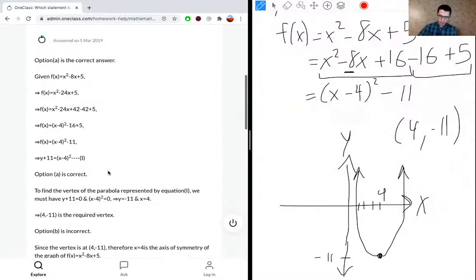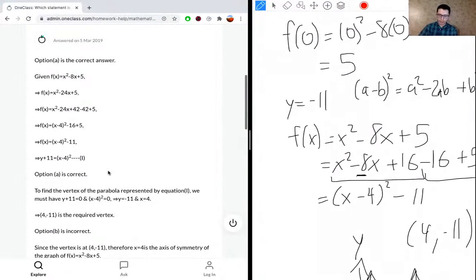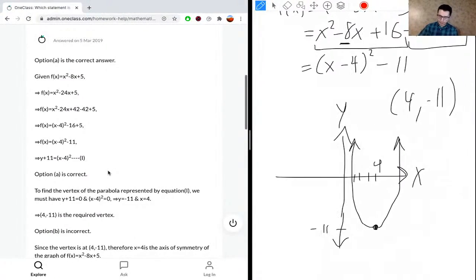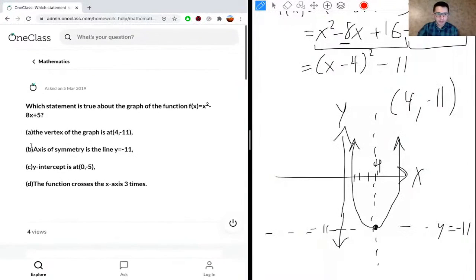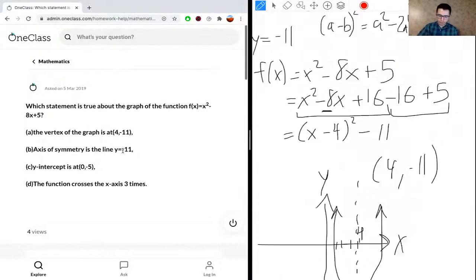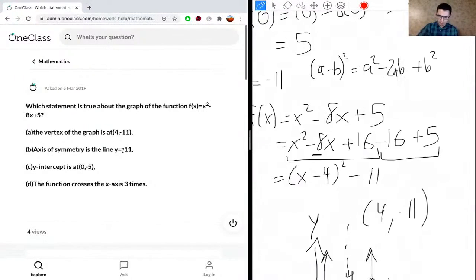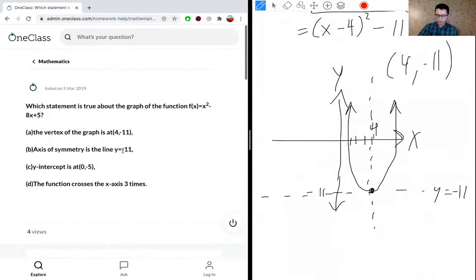So to answer the above question, at y equals negative 11, is that an axis of symmetry? So y equals negative 11 will be this line over here. And clearly that would not be the axis of symmetry. The axis of symmetry would be x equals 4, which would be this line. So going back to the options, axis of symmetry at y equals negative 11, we can say that B is also incorrect.